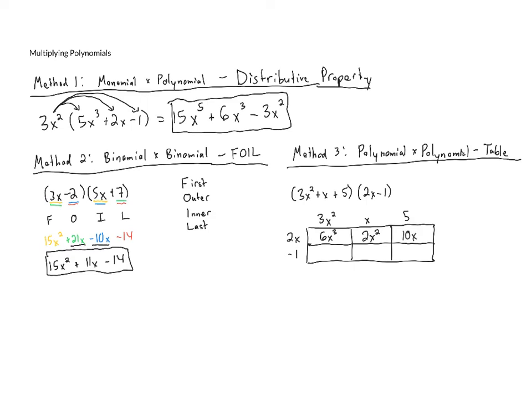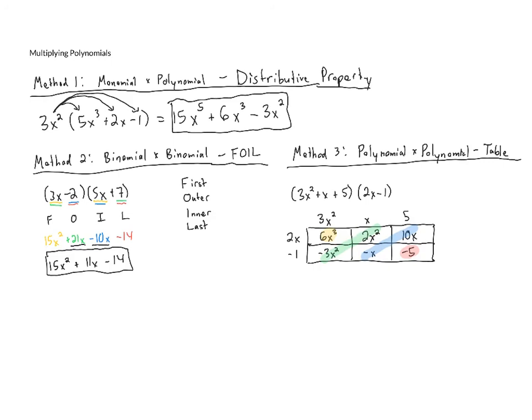Then we move to the next row, and we multiply all of those by -1. -1 times 3x squared is -3x squared. -1 times x is -x. And -1 times 5 is -5. Now that we've filled in all of the cells in that table, we need to combine like terms to get our final answer. And most of the time when you do a problem like this, the like terms are going to end up being diagonally adjacent to each other. That happens whenever we end up having the polynomials in standard form.